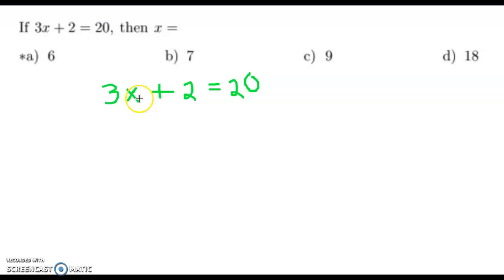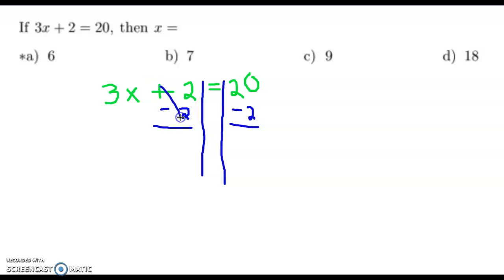So I'm going to go ahead, and this is what I call building my ladder, building my wall, whatever you want to call it. Anything you do to one side of the wall, you have to do to the other. So in order to move this 2, I want this value to become 0. So what is the opposite of adding 2? Well, it is subtracting 2. Anything I do to one side, I do to the other. These become 0. I have 3x equals 18.